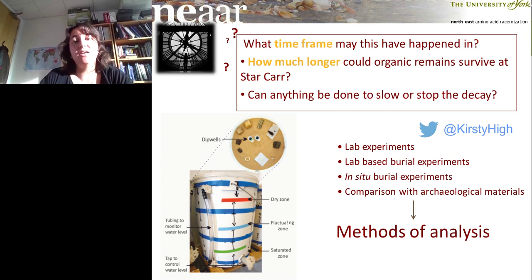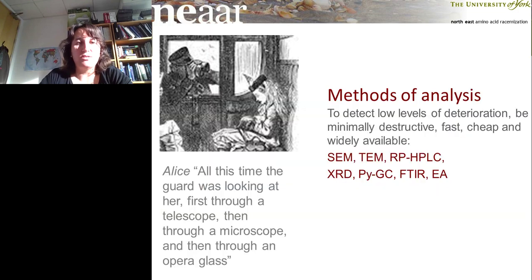And so Kirsty was recruited as a PhD student, and she set up a whole series of different types of experiments, lab-based experiments, burial experiments, comparison with archaeological materials. Now, one of the critical things we had to work with in this project was trying to work out what methods of analysis we can use. So we wanted to be able to detect very low levels of deterioration. We needed the methods to be minimally destructive, and for wider take-up in the archaeological community, we wanted them to be kind of fast, cheap, and relatively widely available.